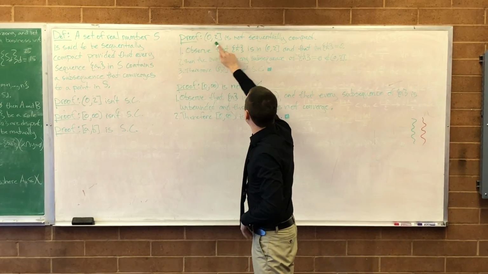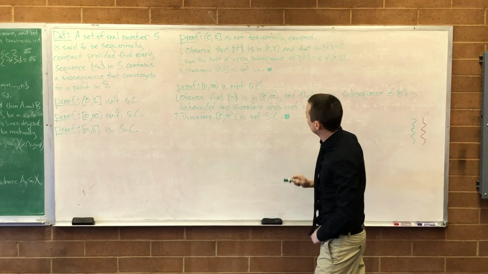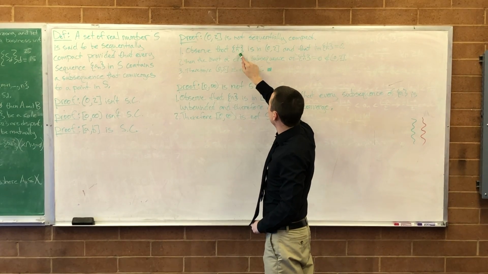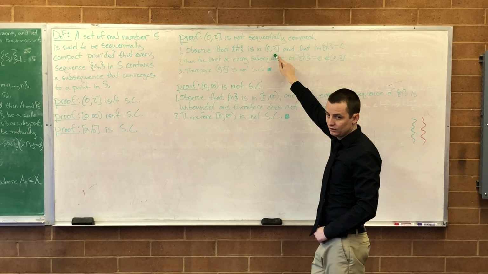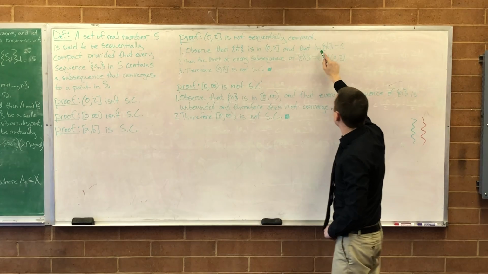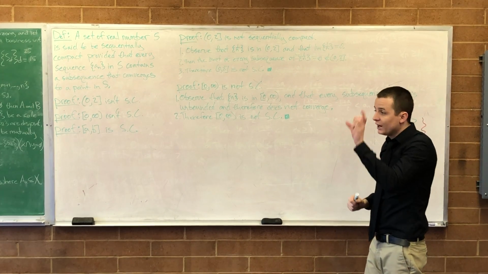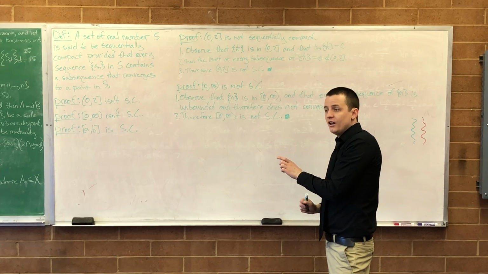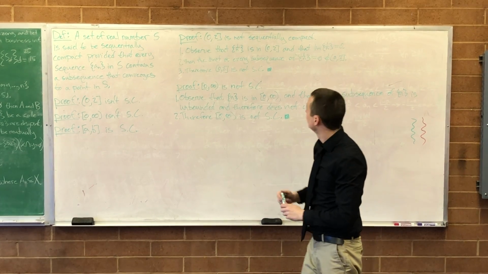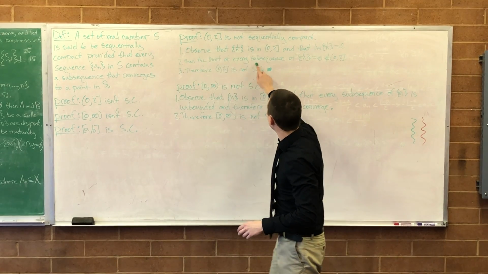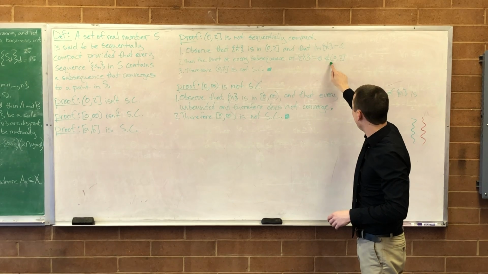Proof: the interval with 0 not included and 2 included is not sequentially compact. Observe that 1 over n is a sequence in here, and the limit of 1 over n equals 0. We know that if a sequence converges, then every one of its subsequences converges to the same thing. So the limit of every subsequence of 1 over n is also 0, which is not in the set.